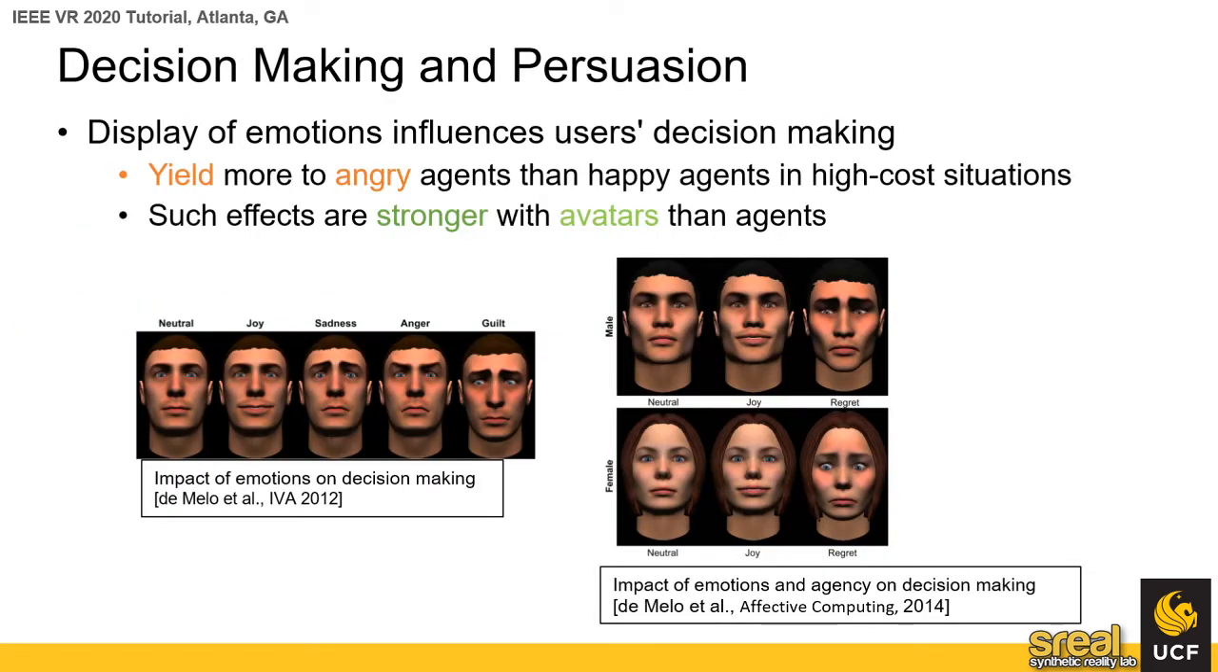Virtual humans can also affect how human users make decisions through their emotional behaviors. For example, interactions with angry agents can result in the users yielding more to the agent's decisions.